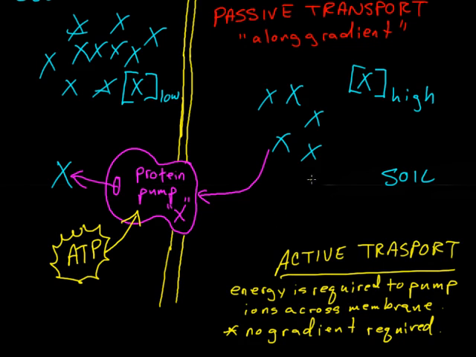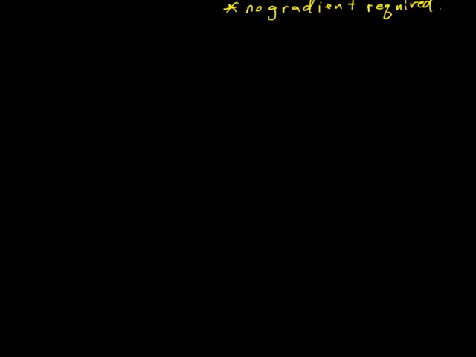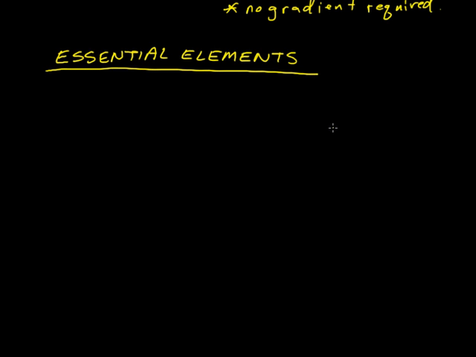So what are these X's and A's? What are these elements? And why do plants need them? Well, we need to define them in a broad sense, and we'll call these essential elements. You might hear the term also essential nutrients. What does it mean to be an essential element?